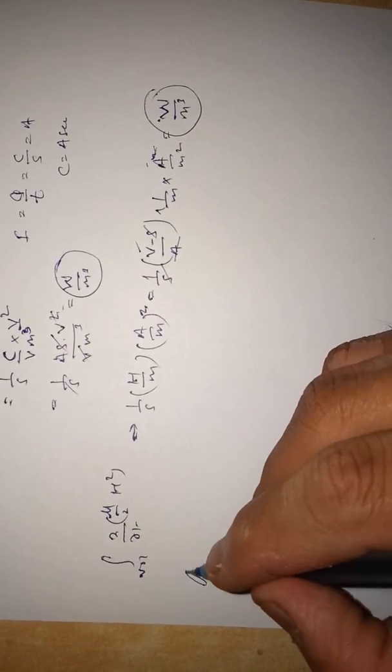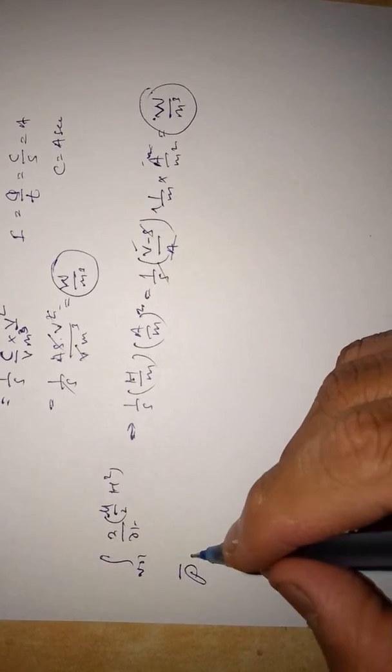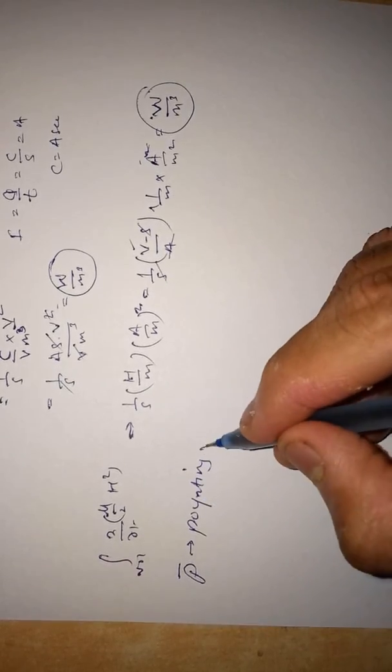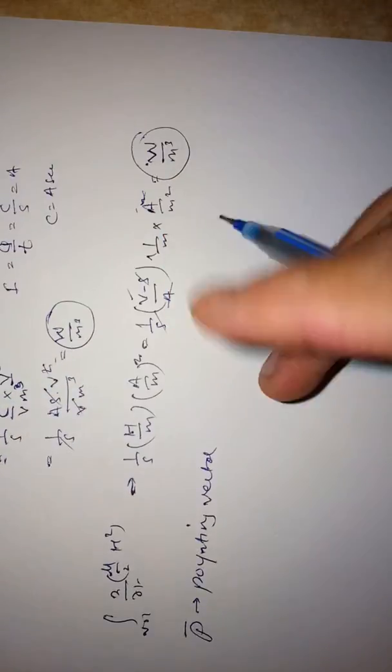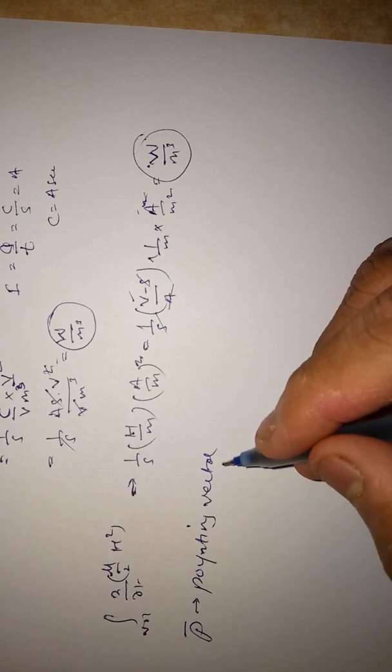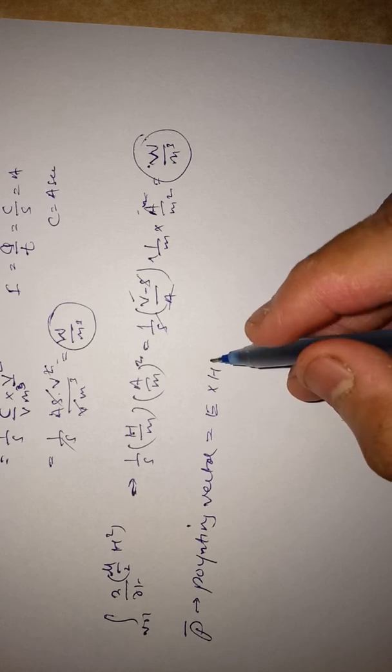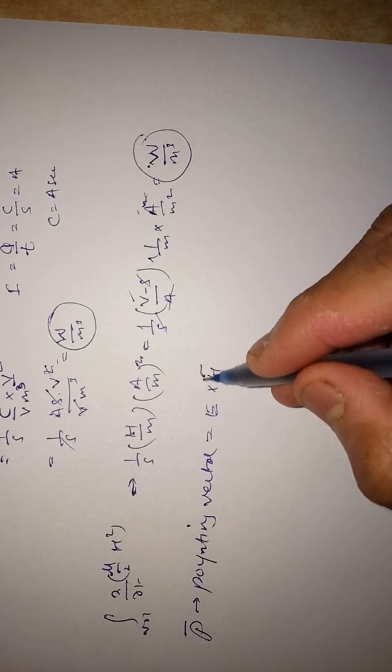It is denoted by the P vector. It is actually the Poynting vector, and it is given by E cross H.